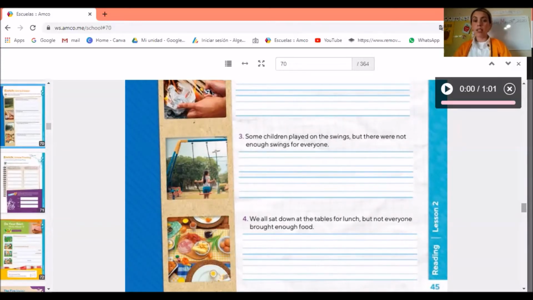We all sat down at the tables for lunch, but not everyone brought enough food. So what can we do? Yes, we can share the food, okay? We can serve smaller portions of food so everybody can eat. Very good, kids. Think about other options on how to solve those situations and you can write them down. Please make sure you pause your video here so you have more time to do it.